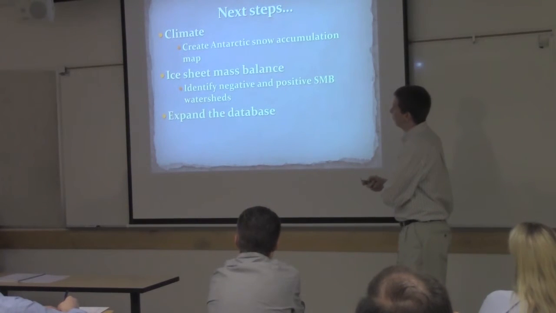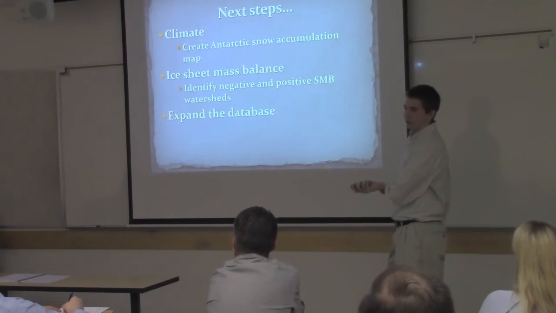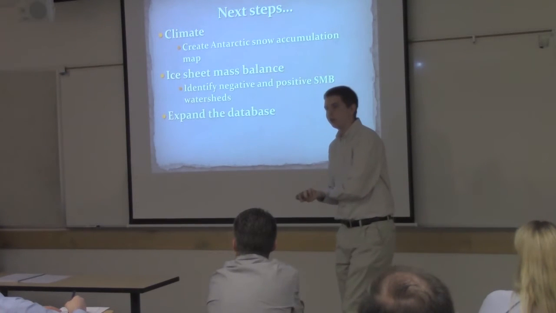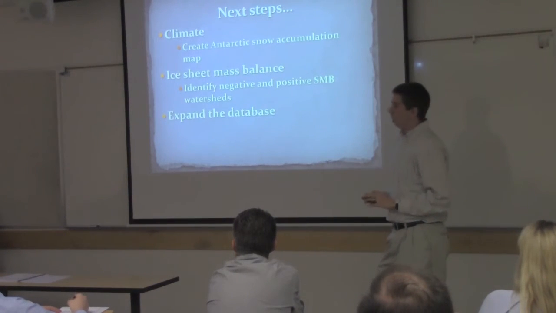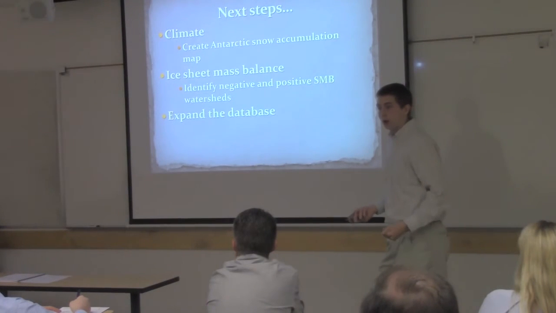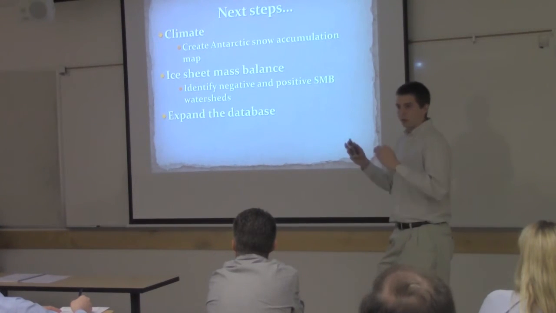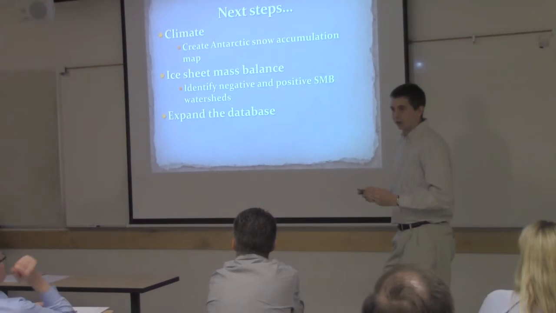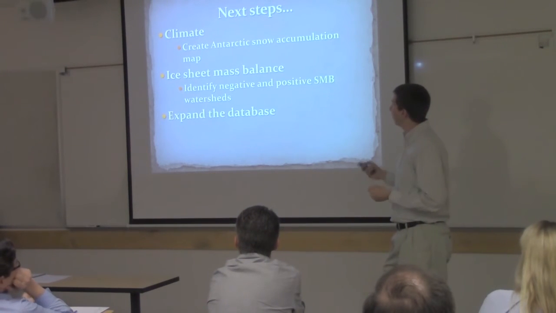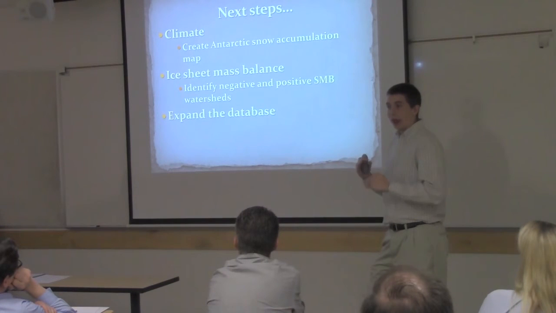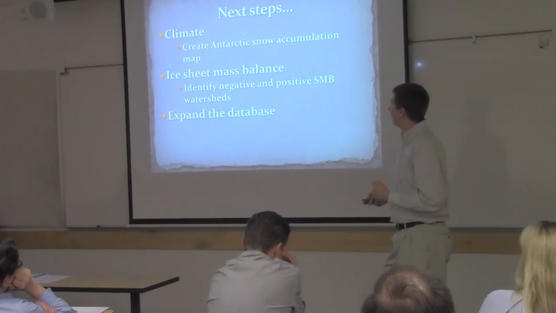So, next steps. Currently, we are working with the statistics department to create a snow accumulation map using a statistical model. Snow accumulation maps have been made before, but they didn't have any bounds on certainty or uncertainty. But using this statistical model and this data which I accumulated, we will be able to make a map with error bars, which will be a big step.